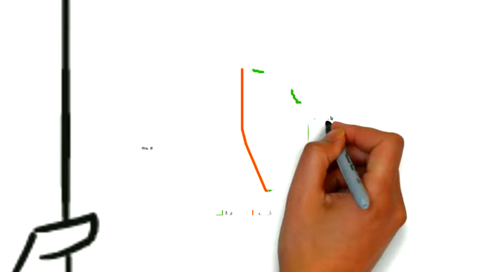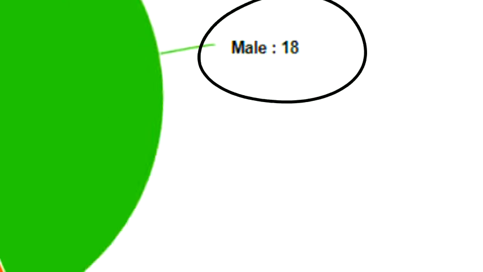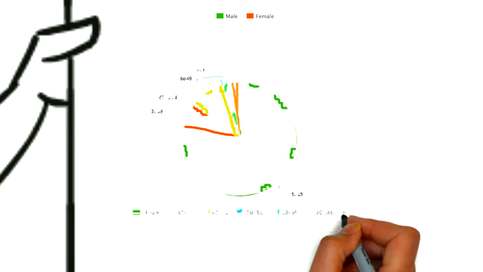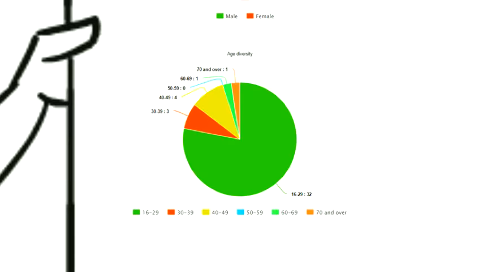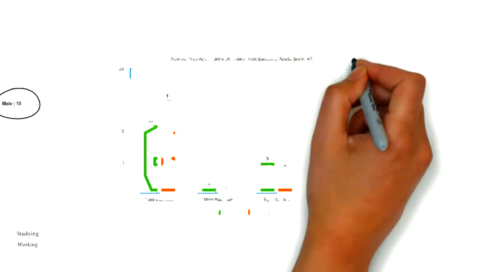Our survey consists of 8 questions. The number of respondents is 41, 23 of which are females and 18 are males. Moreover, most of our respondents are from 16 to 29 years old. That means that they are either studying or working, and they can provide us with valuable information about our topic. So let's see the results now.